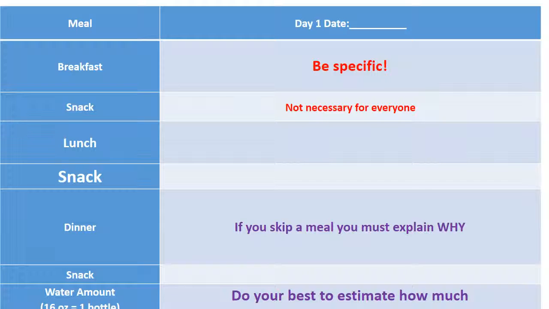Do the best that you can to estimate how much you are drinking. I put there an example that 16 ounces equals a standard bottle of water. So if you were to get that out of a vending machine at school, or if you were taking a bottle of water typically from home that mom or dad bought for you, that typically is about 16 ounces. So you want to do the best that you can to log how much water you are taking in every day. So this is an example of what your log should look like.